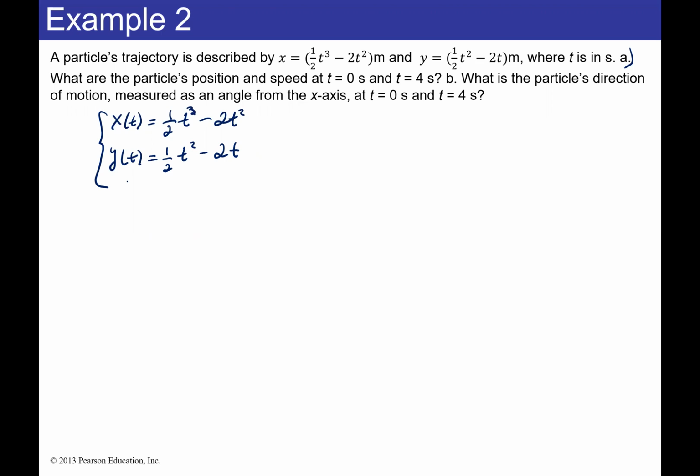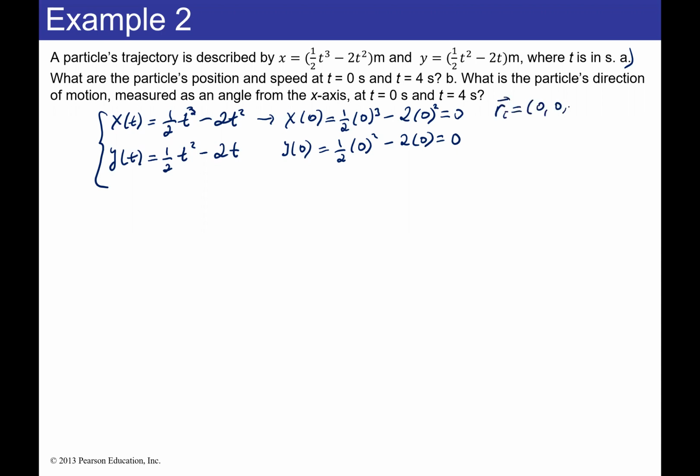First, we want to find the particle's position at t equals 0, which means I can take this x and plug in 0 for time: 1/2 times 0 cubed minus 2 times 0. So I get 0. Same thing for the y: 1/2 times 0 squared minus 2 times 0. By the way, this was squared over there. And here I get again 0. That means that's my position. So R initial is 0, 0, or in unit vector notation, 0 i hat plus 0 j hat. I like to put it in terms of this unit vector notation. All right, that means at initial time, we're at the origin.